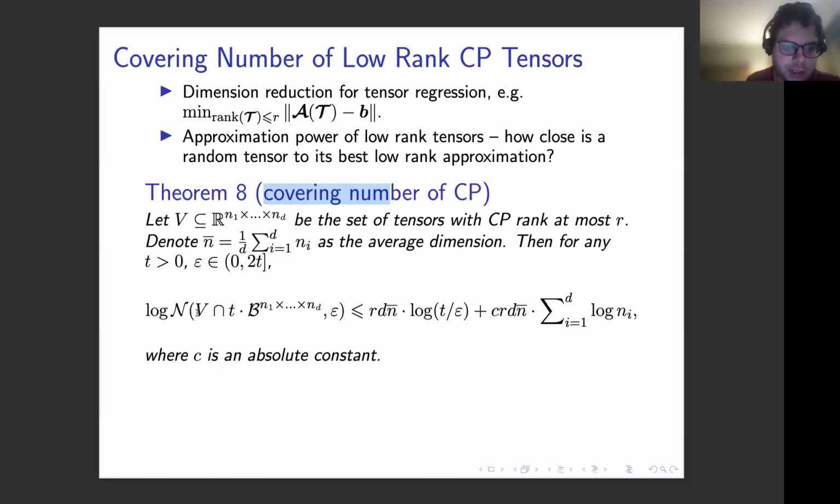So we're going to intersect low rank tensors with the ball of radius t here. And this is the bound on the metric entropy one obtains. So it's just some formula. We'll plug in numbers in a moment.